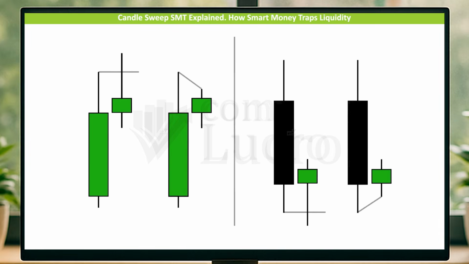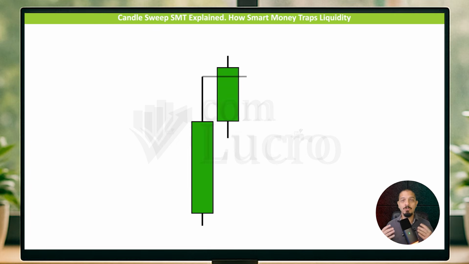In other words, one pair sweeps the high and closes below it, but the other pair does not even reach that level. This divergence is what we define as a candle sweep SMT, and it is extremely powerful, especially when it forms inside an internal range liquidity that aligns with market bias, particularly when it also agrees with the higher time frame bias. Let's assume this is the Euro-US dollar chart.